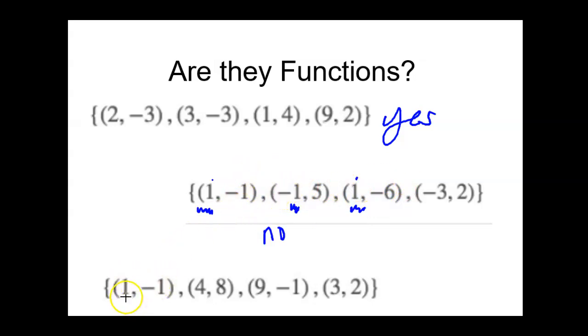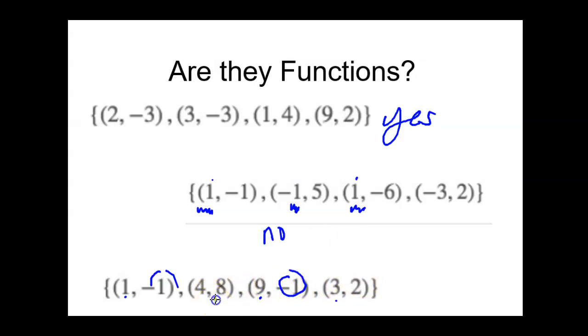My third one here, 1, 4, 9, and 3, those are all different, they're all unique. So even though I have two y values that are the same, this is still a function because 1 only has one output, it's -1. 4 only has one output, it's 8. 9 only has one output, it's -1. And 3 only has one output, it's 2.